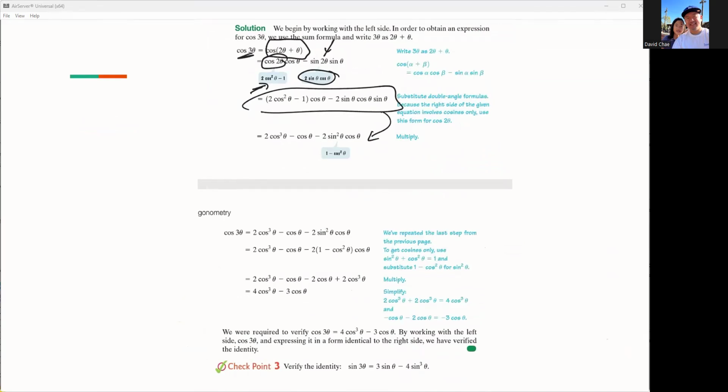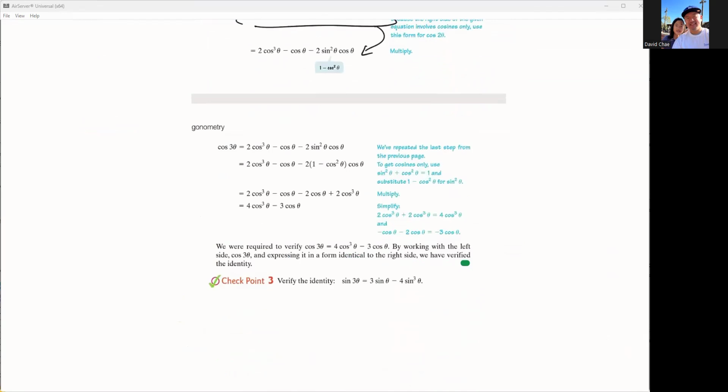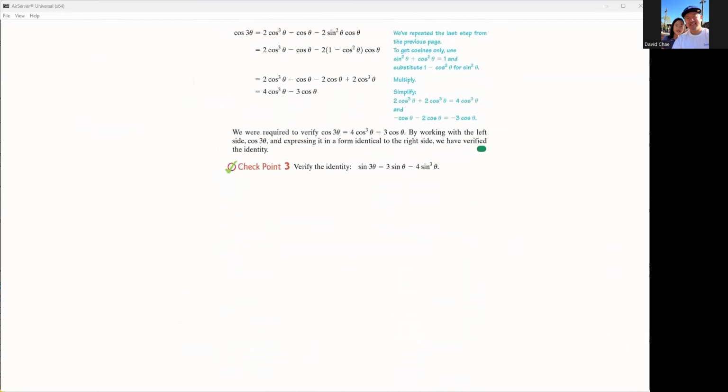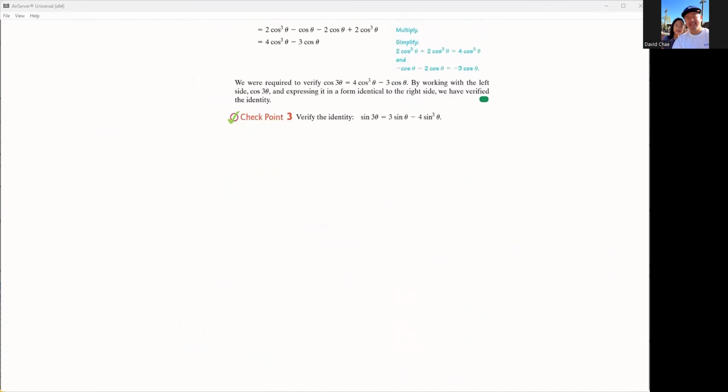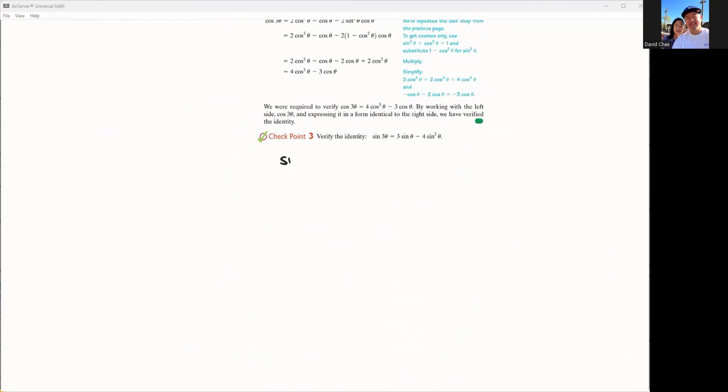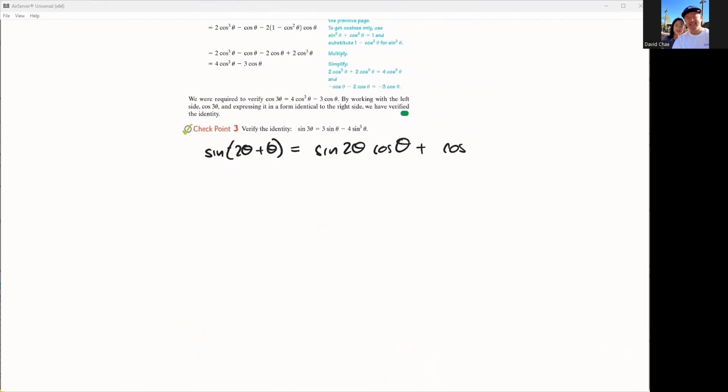Now let's try checkpoint 3 here. Let's follow along. I want you guys to do this on your own, and then let's try to verify. I'm going to start you off. Sine of 2 theta plus theta is equal to, going back to the sine sum formula, sine 2 theta cosine theta plus cosine 2 theta sine theta. Why don't you try to figure this out from here on out?